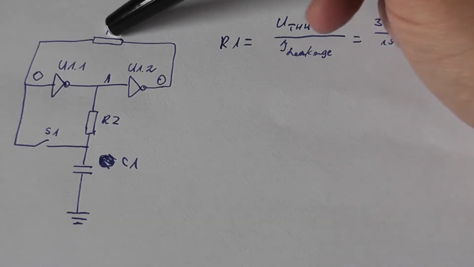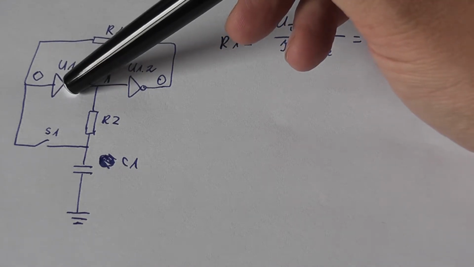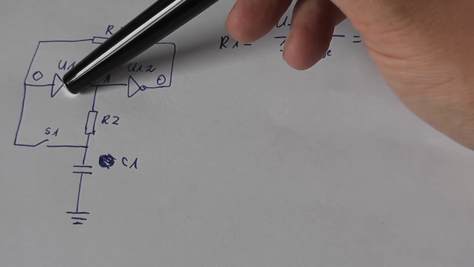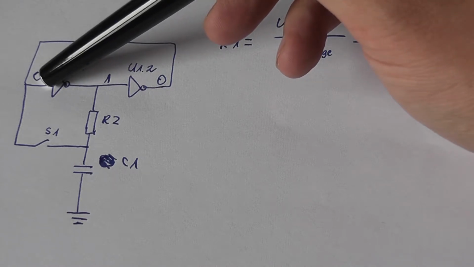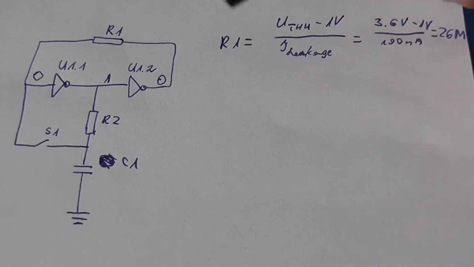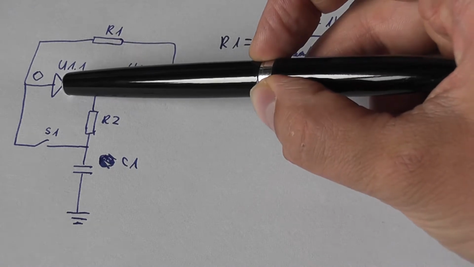R1 value is determined only by the input leakage current of inverter U1. As we know, there are no ideal components, and this inverter isn't. It has some leakage current and its threshold voltage varies depending on temperature and other environment parameters. R1 can be a very high value resistor, but it must not change the input level of inverter U1.